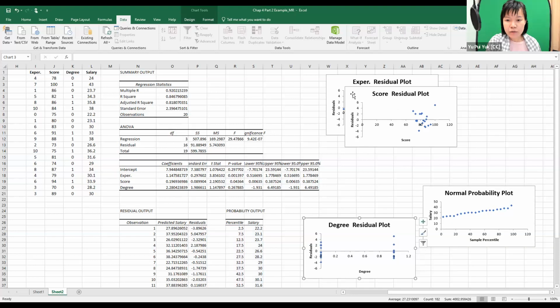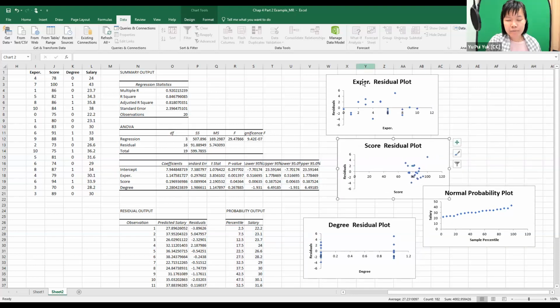Then the residual plot: you can see there is a residual plot for each X variable, for X1, X2, and X3. Remember, no pattern is good. If all the points, or dots, are scattered around the horizontal zero line, it is good. So for experience X1, the residual plot is good.